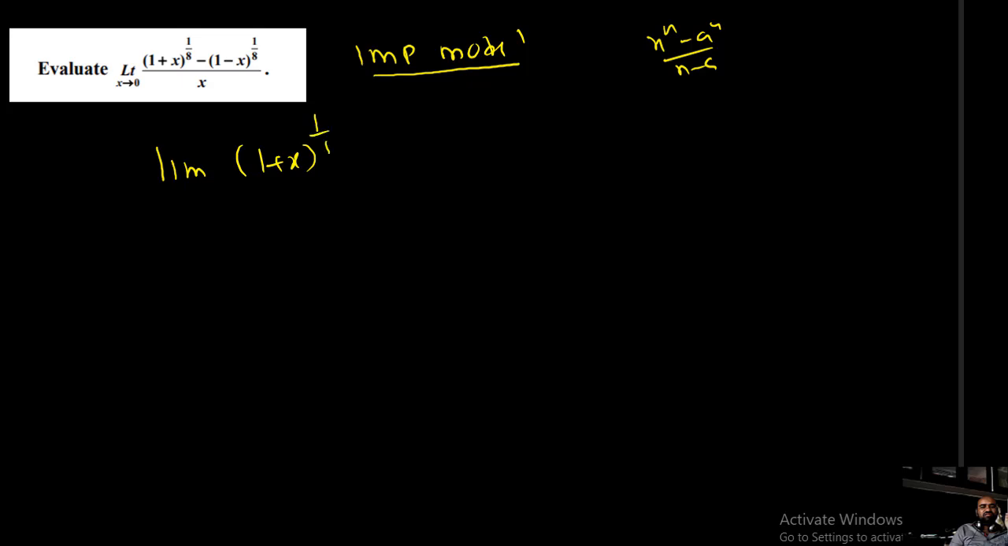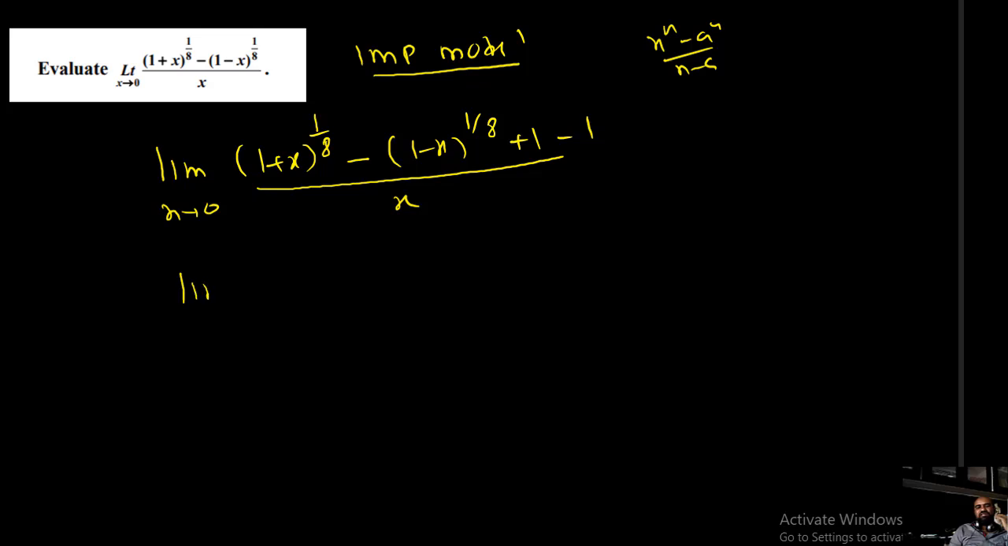So another important model, students. So this is also not in direct form, not in the form of x power n minus a power n by x minus a directly. Okay, so what I want to do, observe, students, limiting value of 1 plus x whole power 1 by 8 minus 1 minus x whole power 1 by 8. I added 1, subtracted 1 in the numerator, and this is x as it is, x is tending to 0.